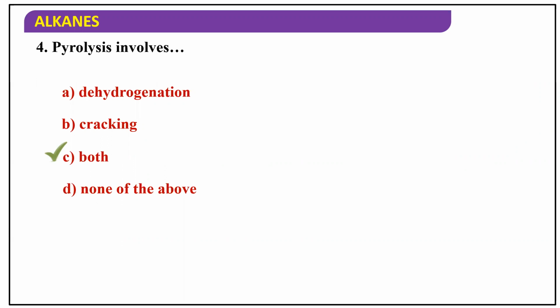Whereas when you looked at aromatization, remember when we started with n-hexane, we got benzene. There was removal of hydrogen. Removal of hydrogen is called dehydrogenation. So there was only dehydrogenation there. Whereas in pyrolysis, it involves both dehydrogenation as well as cracking.